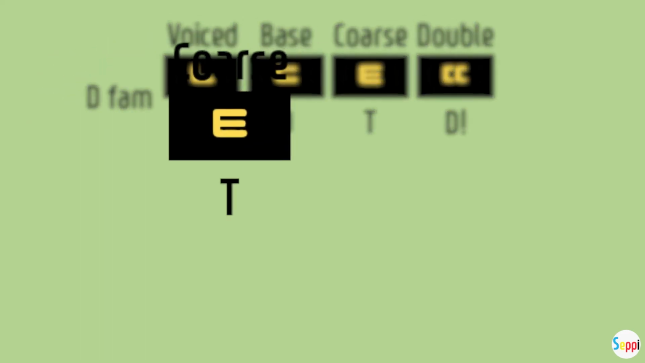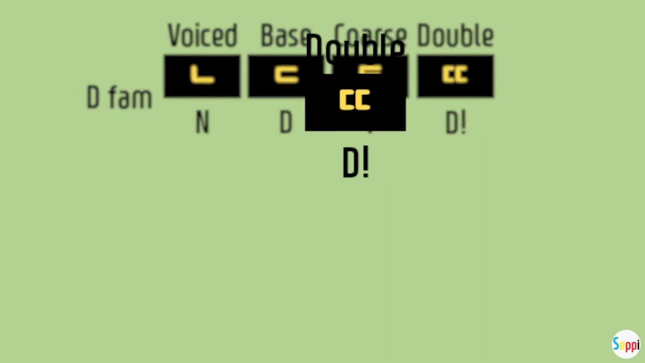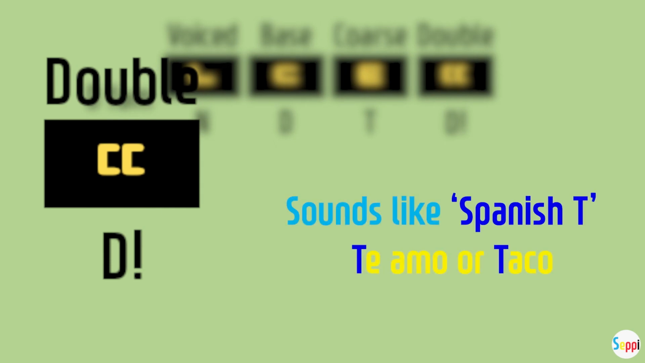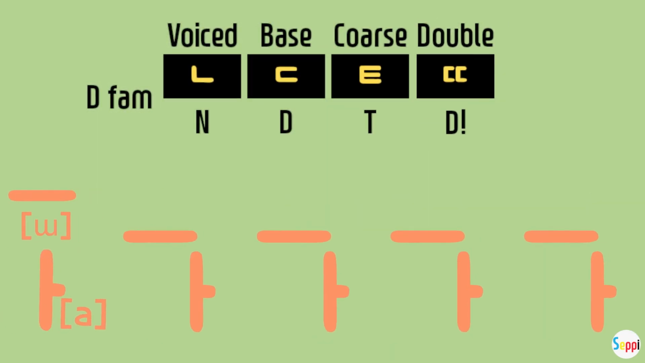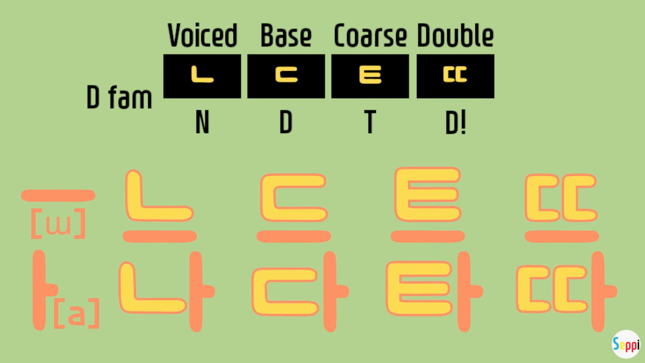Then there is T, right to the base D. And further, there is double D, the sound of which corresponds to Spanish T in examples like te amo or taco. Let me show you how these members differ among themselves in strength of sound. From the left, it reads as n, d, t, d. Combining with the vowel a, it goes as follows: na, da, ta, tta.